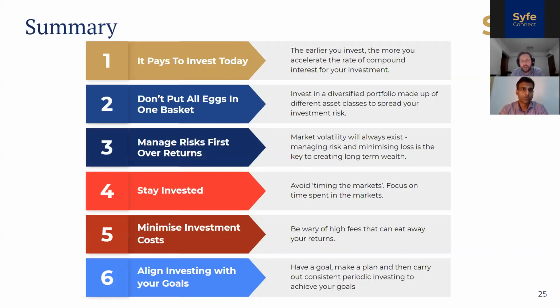Number two, don't put all your eggs in one basket. This is referring to diversification. So have a diversified portfolio made up of different asset classes to spread your risk. Number three, manage risks first over returns. Now, market volatility will always exist. That's the nature of markets. The key here is to manage the risk and minimize loss, which is really the key to creating long-term wealth. Number four, stay invested, avoid timing the markets, as we went through before.